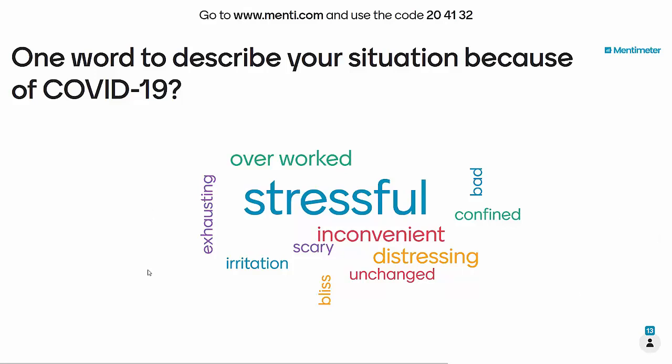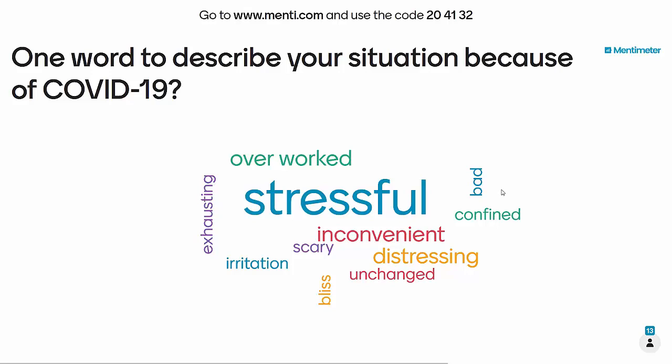So this is called a word cloud. The bigger the word, more people have answered it. So this word stressful, more than one or two people have answered by saying stressful. So you can quantify this and say a larger proportion of people are finding it stressful. You can also quantify it by looking at the emotions. So the emotion of, say, negative emotion, things like stressful, exhausting, overworked, bad, they're all negative emotions.